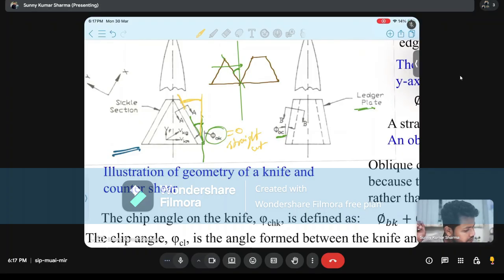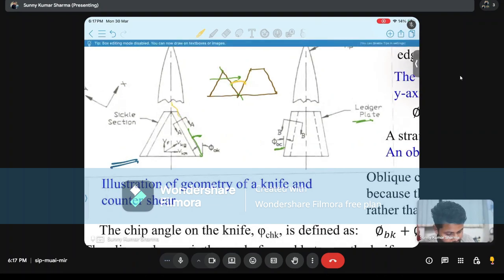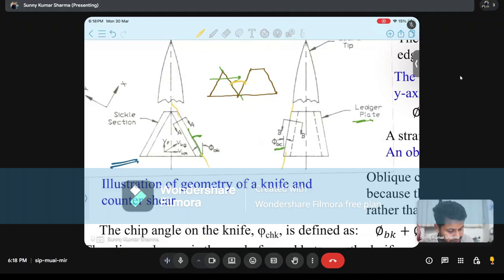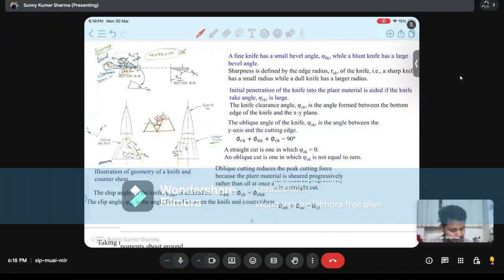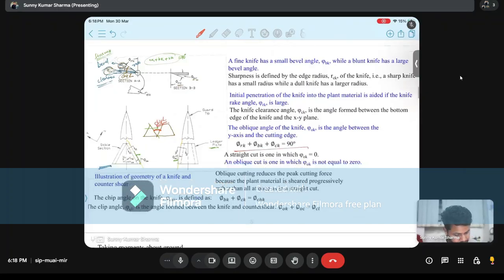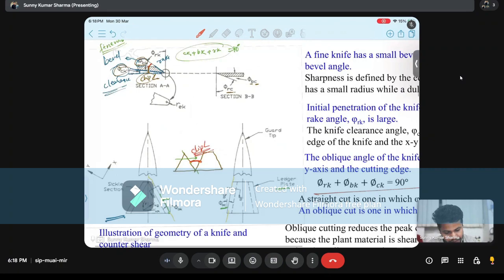What more things are there? The next thing is the clip angle. This whole angle will be called the clip angle, meaning the edge of this knife and the edge of this razor blade. This whole sum is called the clip angle. So if you understood these angles, then we can solve many questions. In this relationship we saw the chip angle is the bevel angle plus clearance angle.